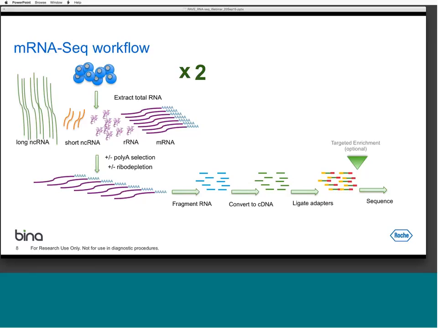After that, RNA is fragmented, converted to cDNA, adapters are ligated, and then typically that RNA is sequenced. There can also be an intervening step where, if you're looking for a specific population of RNAs, let's say for instance tyrosine kinase, you could incorporate a targeted enrichment step.